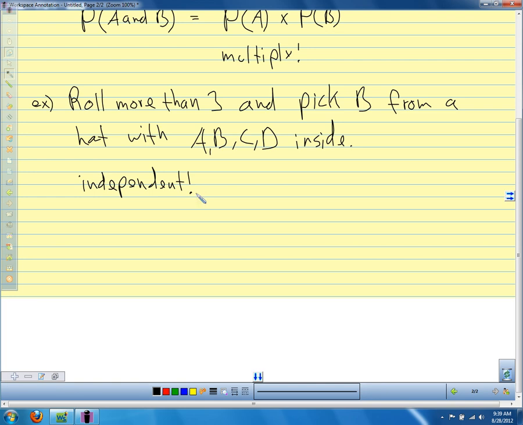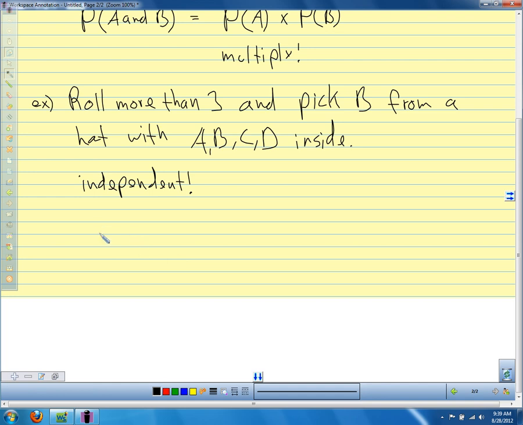Because rolling the die doesn't change the pick from the hat. It doesn't change it at all. I can roll the die and pick from the hat, and one's not going to change the other. They're not connected in any way. So these are independent, so we're going to multiply.